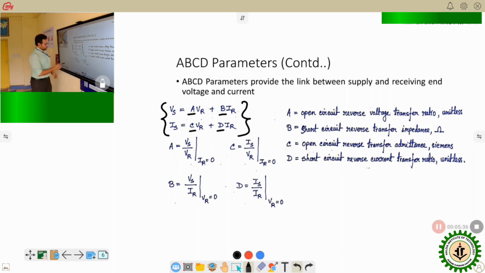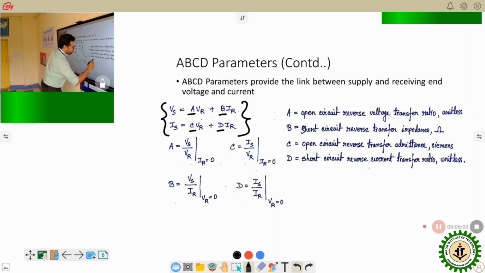Similarly, we can find B is equal to Vs by IR, where B is nothing but the short circuit reverse transfer impedance that is represented in ohms. The unit of B is ohm. Here the receiving end voltage is 0. The meaning of the receiving end voltage being 0 is that the receiving end side is short circuited.